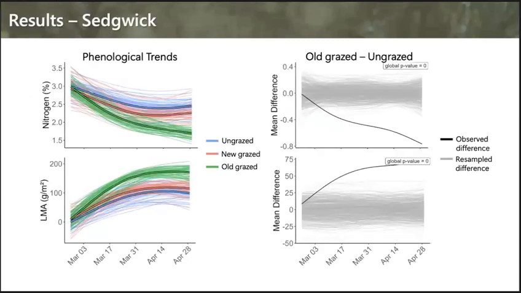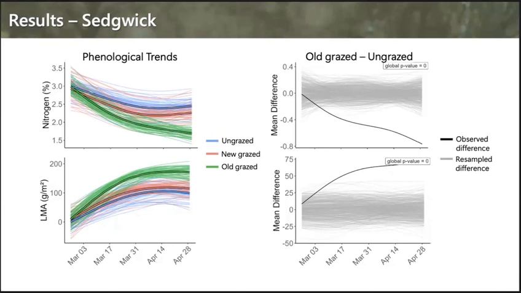So if we focus on Sedgwick first, I've pulled a couple traits as an example. On the left, we can see the phenological trends of foliar nitrogen and leaf mass per area, where there's this clear trade-off between LMA and nitrogen. Nitrogen decreases throughout the season, LMA increases.